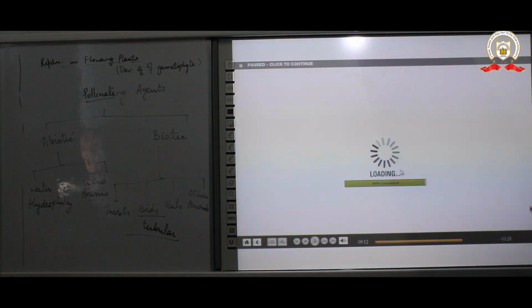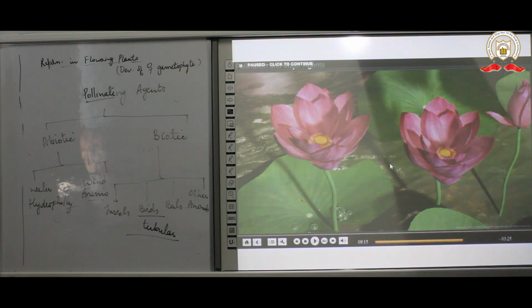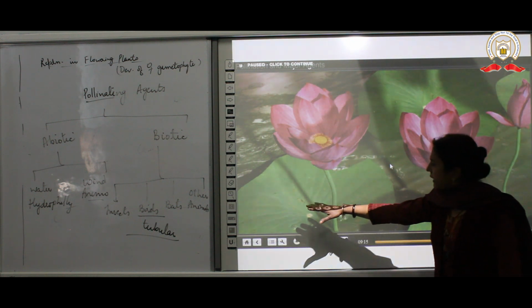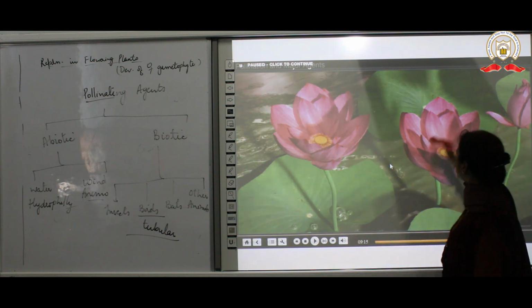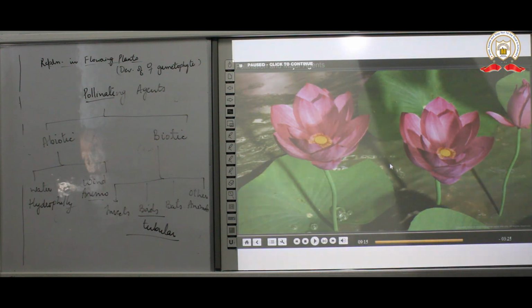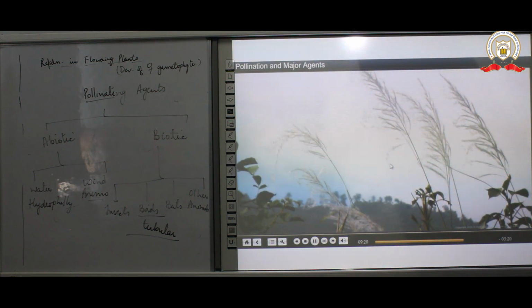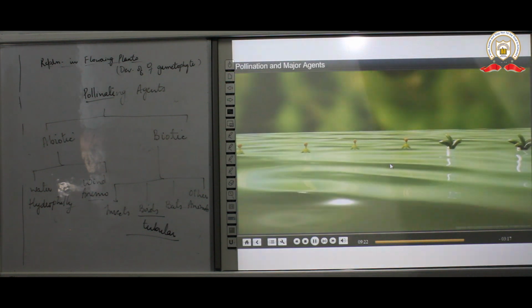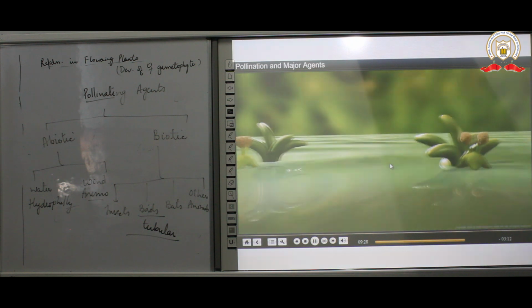So these are specific examples which you must remember for different types of flowers. Now you see here, when I said that all water plants are not water pollinated, you can see that their flowers are exposed above the surface, so they are pollinated by various other agents. It is not always the case that all the plants present in water will be pollinated by water only. Water pollination is also called hydrophily, and wind pollination is called anemophily.